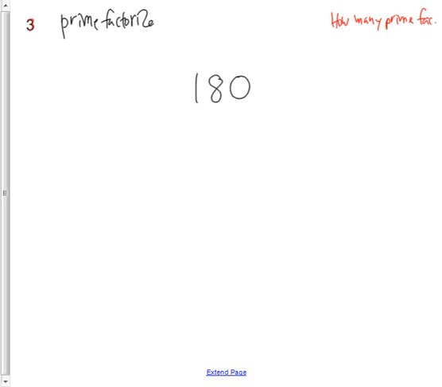and if the prime factors could be rearranged to create two identical factors, then the number was a perfect square, and if it couldn't, it was not a perfect square. So if we look here, there's a whole bunch of different factors we can take out of 180, or ways to multiply to get 180. The one I'm going to use is 18 times 10.